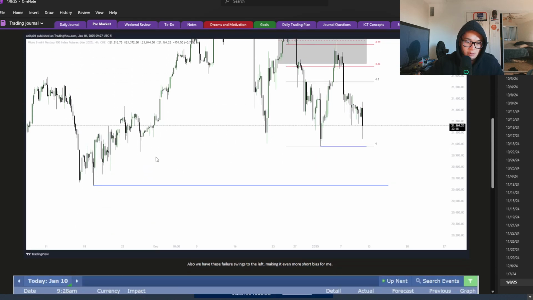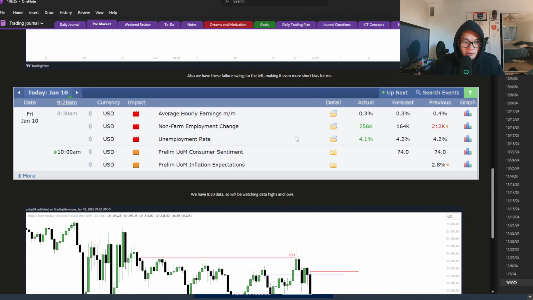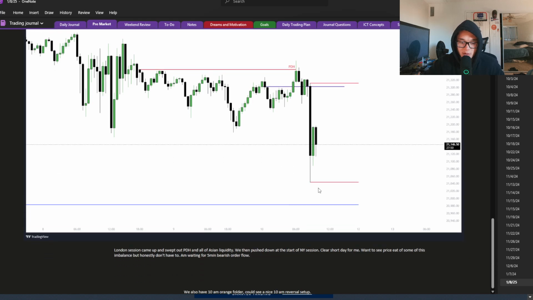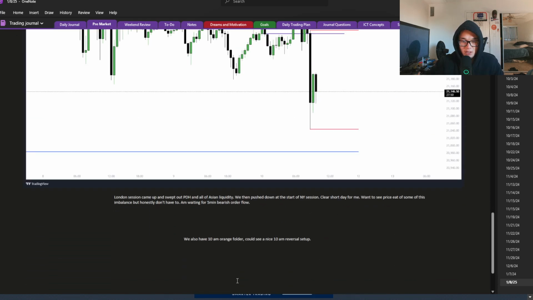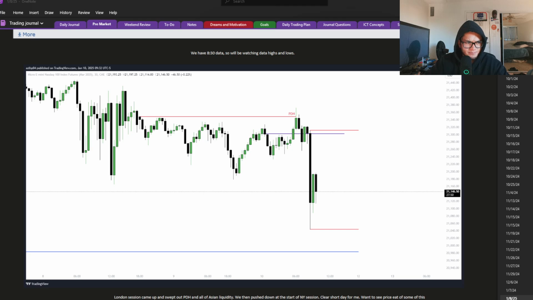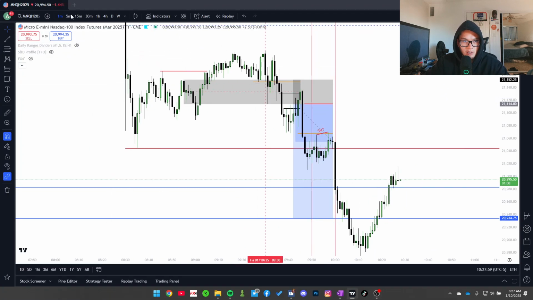Looking to the left as well, we had these equal swing lows, failure swings to the left. So even more conviction for us to go lower. We then also had 8:30 news, so we had data highs and data lows. Data lows were a very, very clear draw for me. Super confident we were going to data lows. And yeah, that was my pre-market journaling. So let's go over the trade.